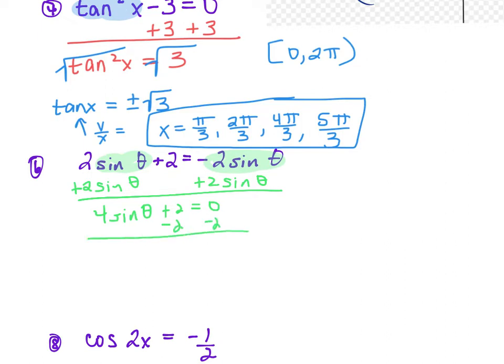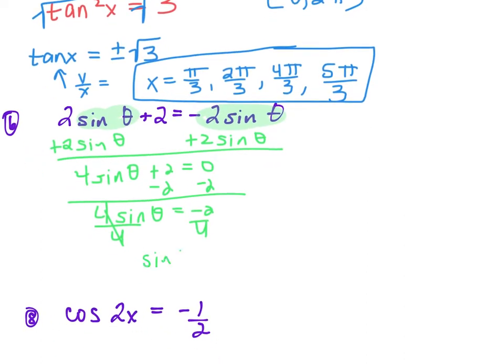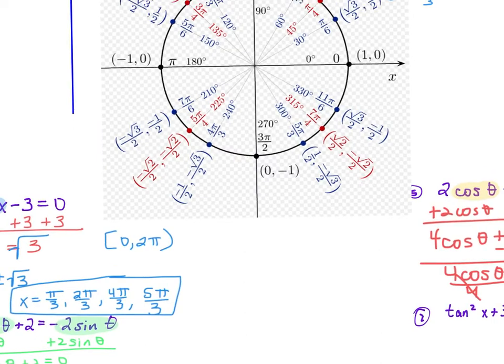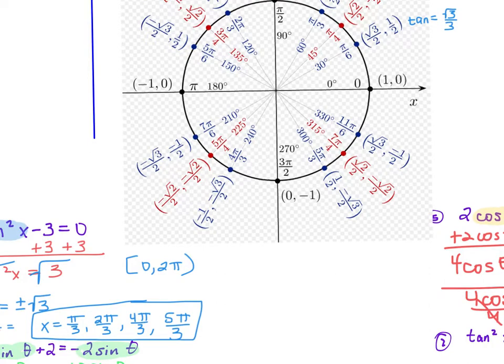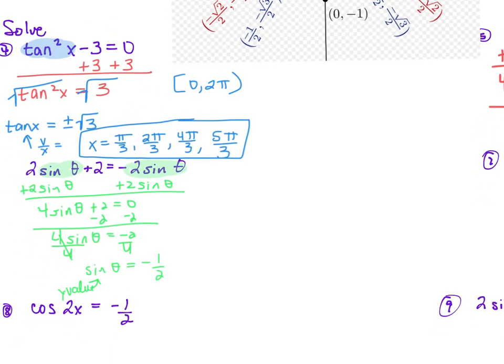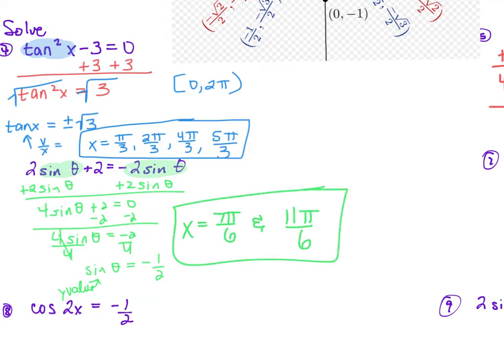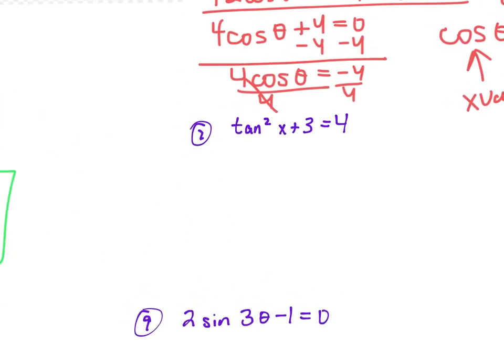Subtract 2 from both sides, and I get 4 sine of theta equals negative 2. Divide by 4 on both sides, and I get sine of theta equals negative 1/2. Remember, sine is our y value. So I'm going to go to my unit circle, and I'm going to find all the y values that are negative 1/2. So that's going to be at 7 pi over 6 and at 11 pi over 6. So I have x equals 7 pi over 6 and 11 pi over 6. Box that out. All right, moving over here, I see tangent squared.